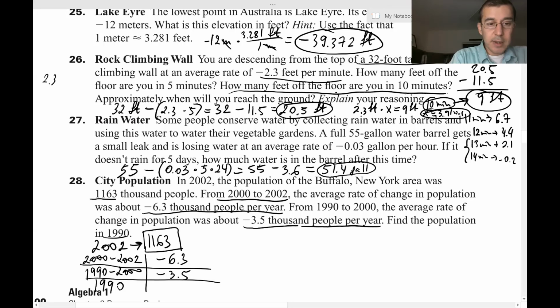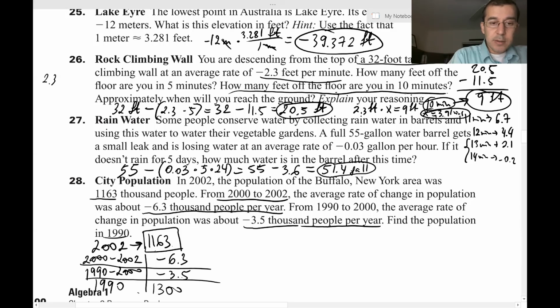So in 1990, would the answer be greater or smaller than 1163? It's going to be greater. Why? Because from 1990 to 2000, we're losing 3.5 thousand people per year, right? And then from 2000 to 2002, even more, minus 6.3. And then we end up with 1163. So we have to start with a higher number. So basically we have to add up.